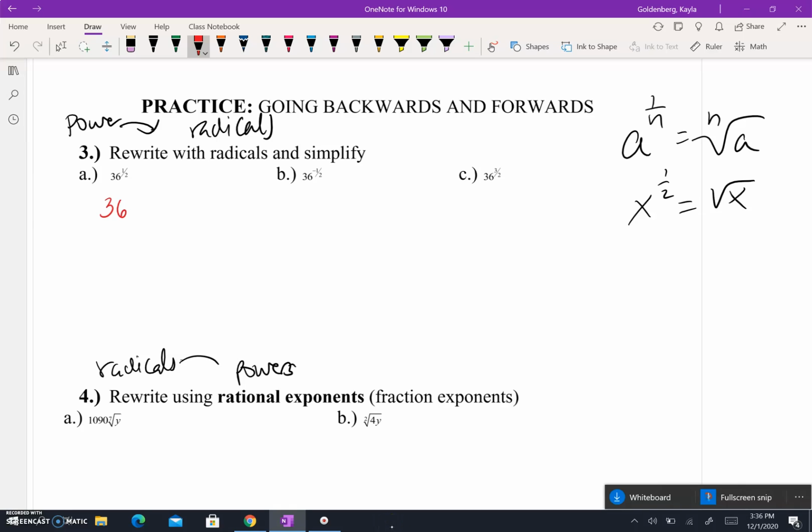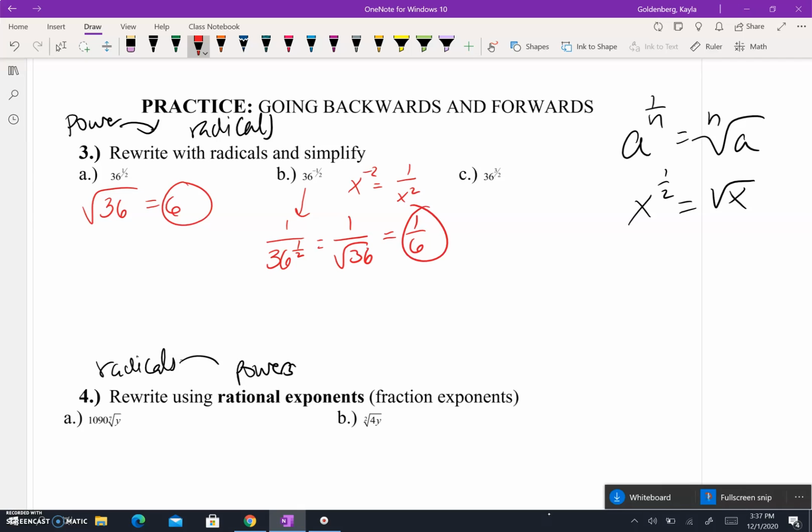36 to the 1/2 power, that's the same thing as the square root of 36. What times itself is 36? That's going to be a 6. Now part B is the same thing, except remember if we have a negative exponent, like if you have x to the negative 2nd power, we want to write that as 1 over x squared. So 36 to the negative 1/2 is 1 over 36 to the 1/2, or 1 over the square root of 36, which ends up being 1/6.